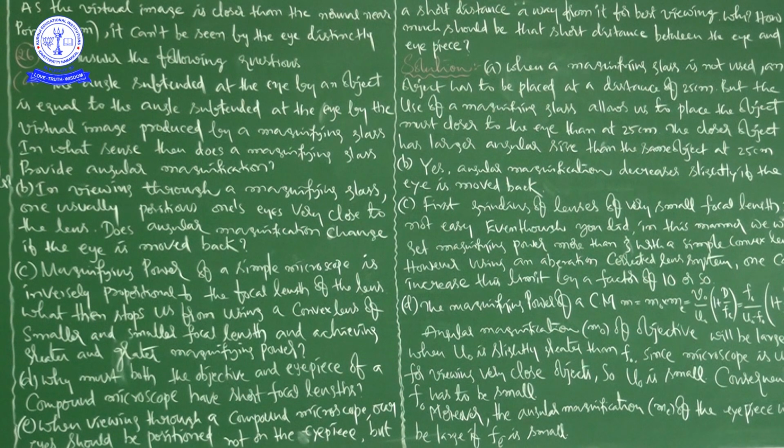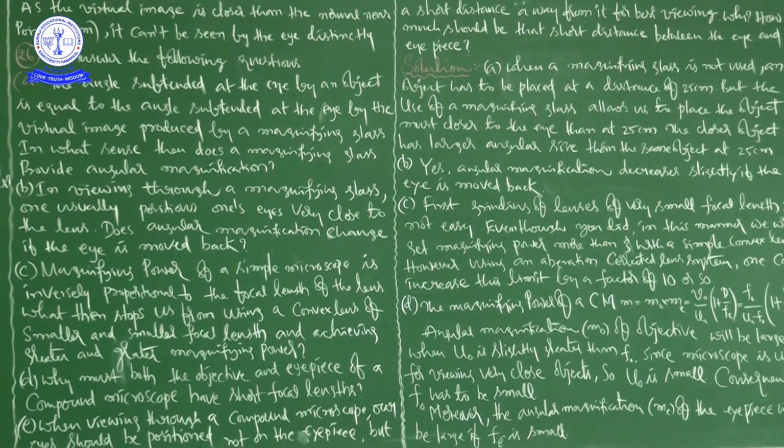The answer is yes. The angular magnification decreases slightly if the eye is moved back. This is because the angle subtended at the eye would be slightly less than the angle subtended at the lens. But this effect is negligible when the image is at a much larger distance.